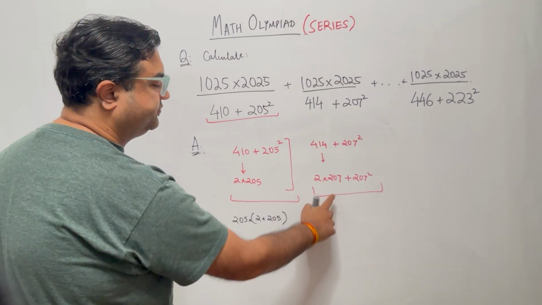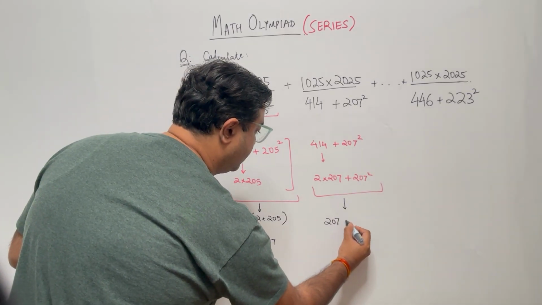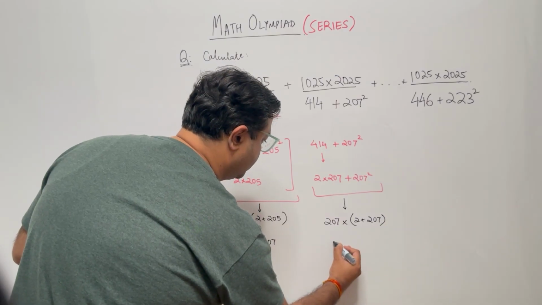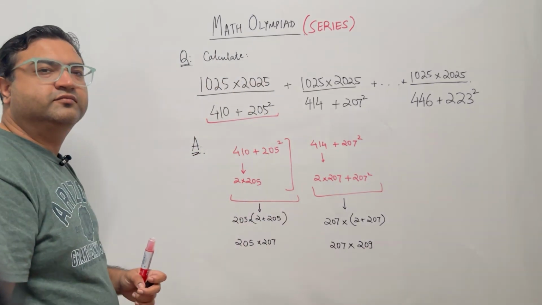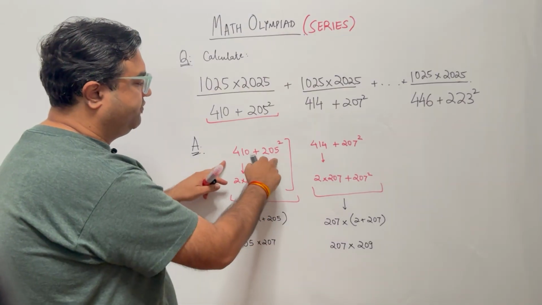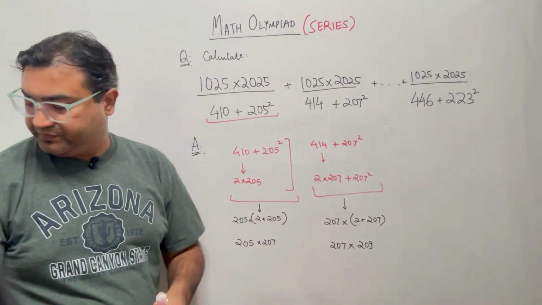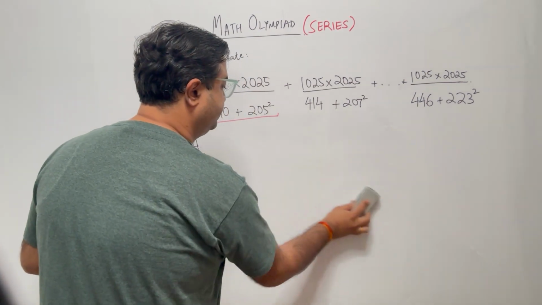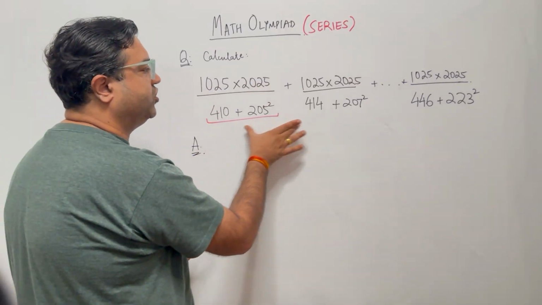And where is this 207? It's here again. So this will be 207 common, and then it will be 2 plus 207. So this will become 207 times 209. Very nice. So now we know how to factorize these, and then we can take care of all the terms. Okay, so let me erase this. The numerator we can take at the end. Let's first solve only the denominator.